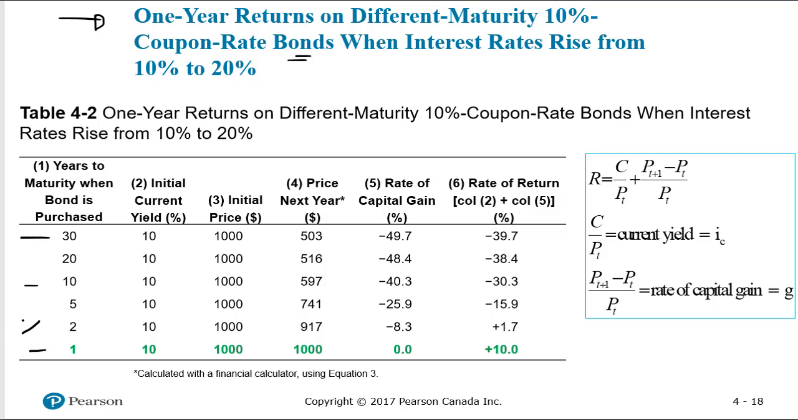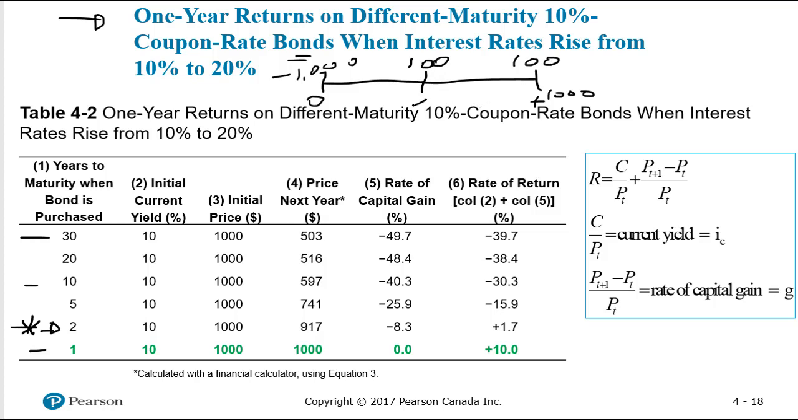I'm going to focus in on this row first, and we're going to look at the years to maturity when the bond is purchased, which is 2 years. In this case, they're looking at annual pay bonds. So this is time 0, and the purchase price is 1,000. The face value, the future value, is going to be 1,000 when we get our principal back. And it's going to pay us a 10% coupon, which is $100 at the end of 1 year. And it's also going to pay us the $100 coupon at the end of 2 years.